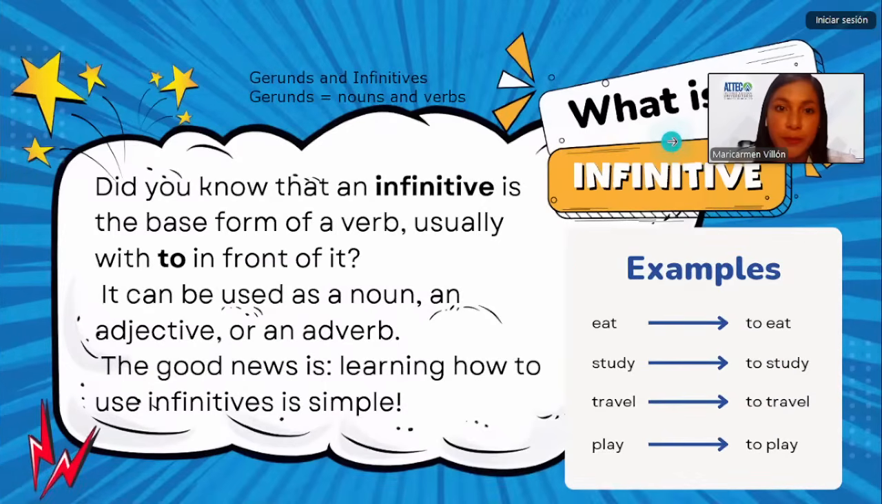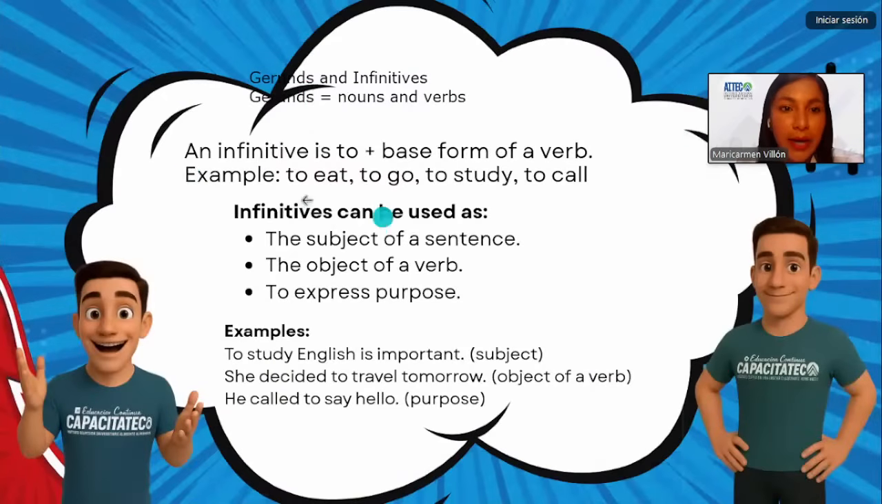Ok, veamos. El infinitive is to plus the base form. Esto ya lo dijimos, ¿no? Que es un infinitivo, es el to más el verbo en su base. Aquí hay ejemplos. To eat, to go, to study, or to call. Infinitives can be used as. ¿Cómo podrían ser utilizados esos infinitivos? The subject of a sentence, como el sujeto de una oración, como el objeto de un verbo, o to express a purpose, para expresar un propósito.